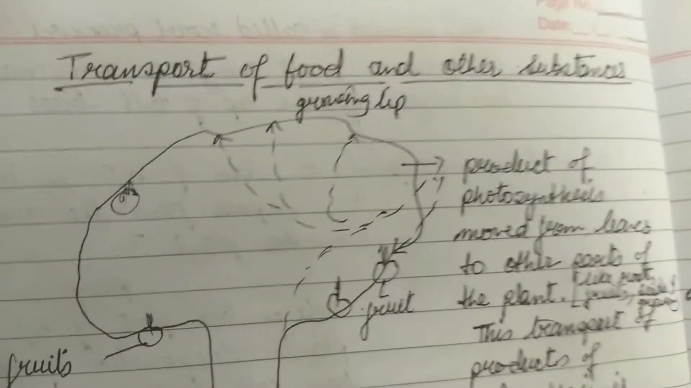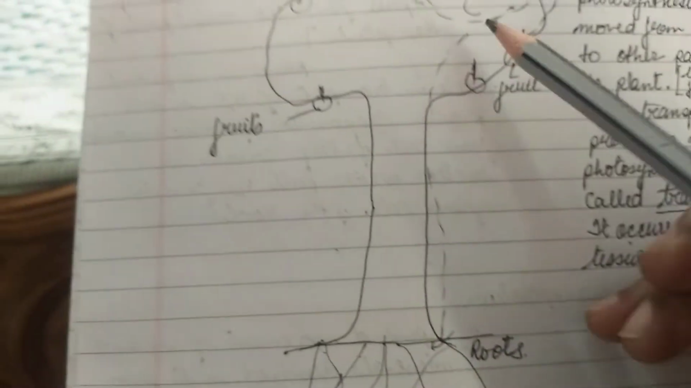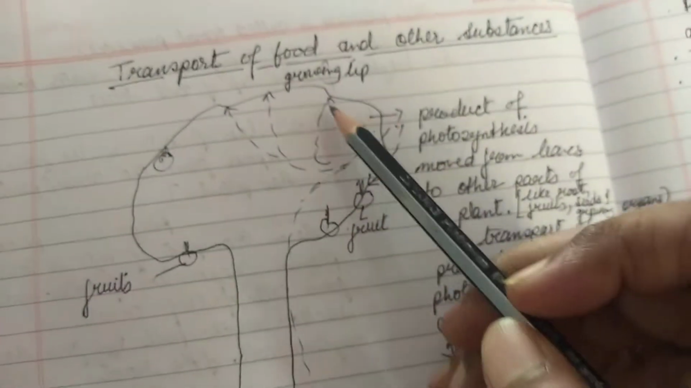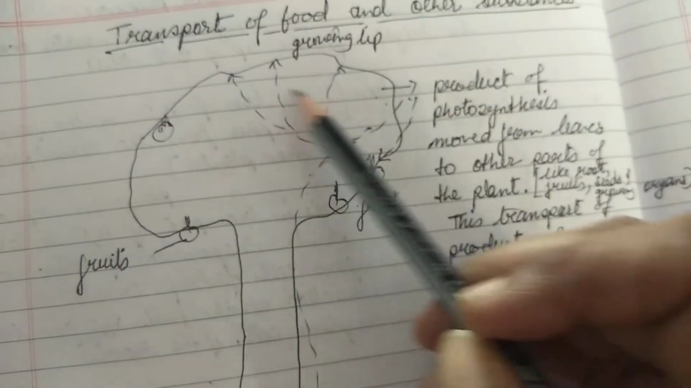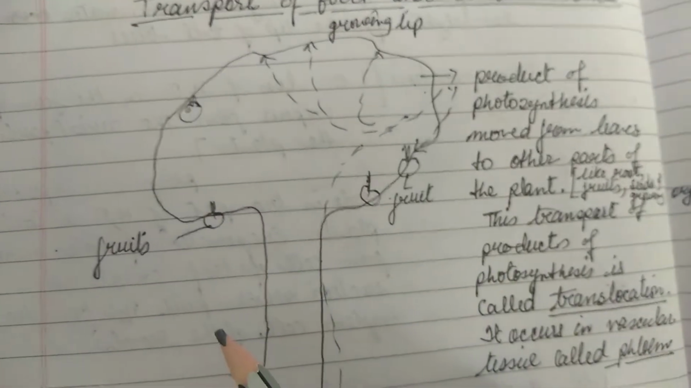Today we'll do one more topic of chapter 6 of class 10th, that is transport of food and other substances. Right? We are familiar with the structure of a plant. The basic structure of a plant is that they have roots, stem and leaves. And we know that the leaves are the main area where photosynthesis takes place.